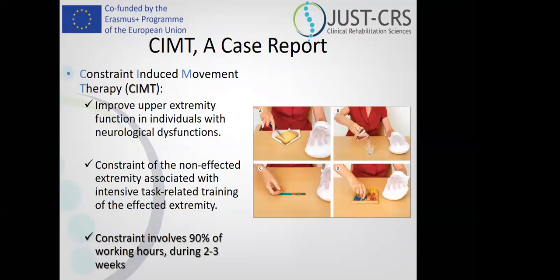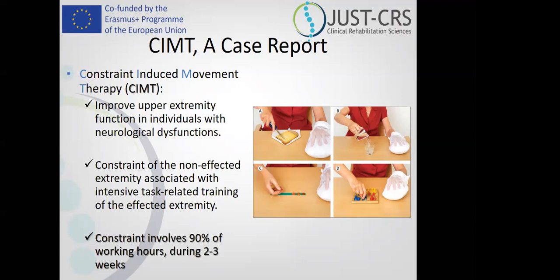CIMT is constraint-induced movement therapy. As we said, it is a constraint of the non-affected extremity associated with intensive task-related training of the affected extremity. The target is to improve the upper extremity function in individuals with neurological dysfunction. Constraint is applied for 90% of the waking hours for 2 to 3 weeks.